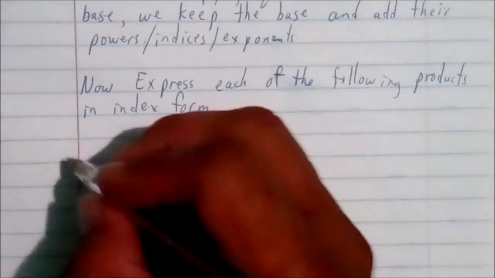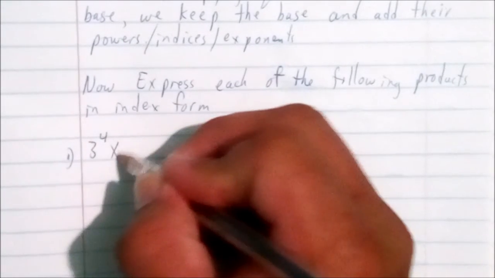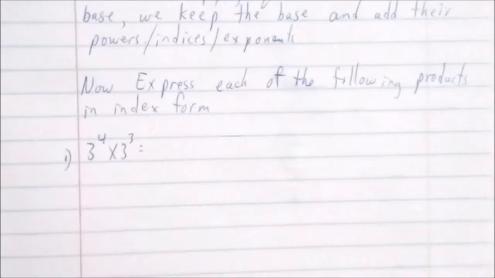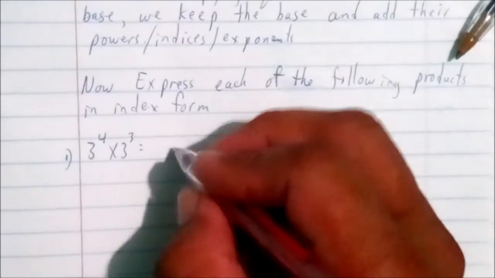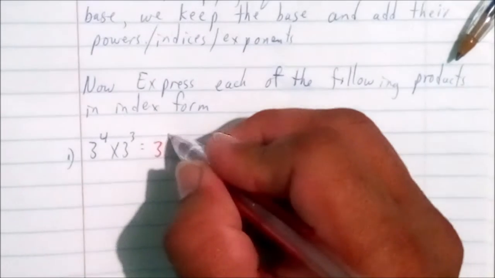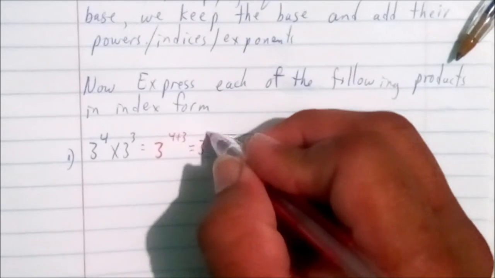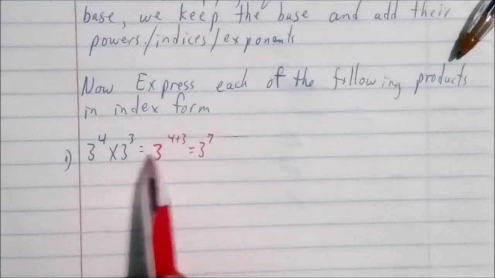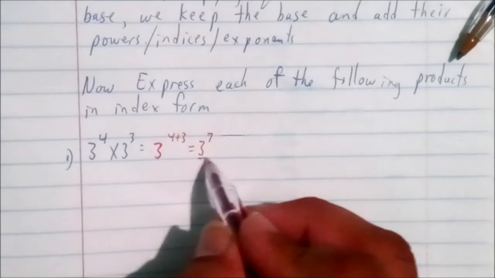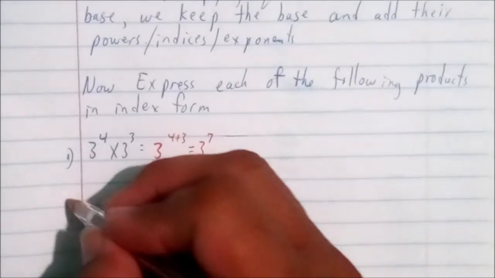Okay, so our first example will be 3 to the 4th power times 3 to the 3rd power. Since the bases are the same, we will keep the base and add their powers. This gives us 3 to the 7th. So you have expressed the following product in index form. This is the index form for that particular problem. Let's go with the next example.